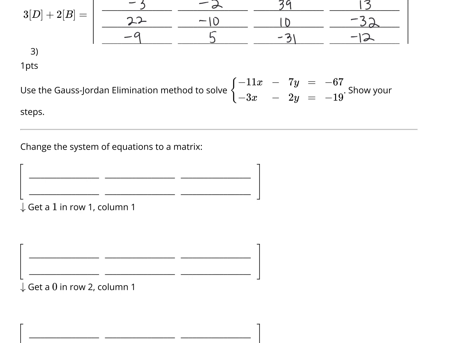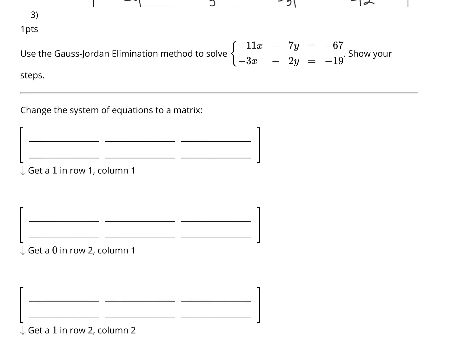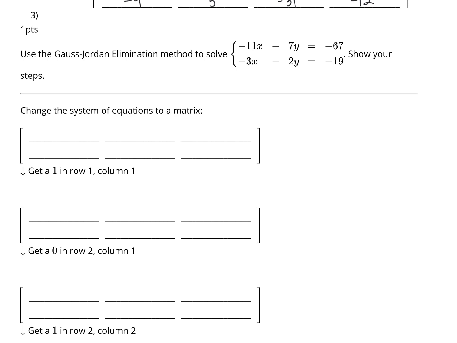Okay, number 3, use the Gauss-Jordan elimination method to solve. Show your steps. So your first thing, and it tells you what you should do in each step. So first, change the system of equations to a matrix. So we're going to have negative 11, negative 7, negative 67, negative 3, negative 2, negative 19.